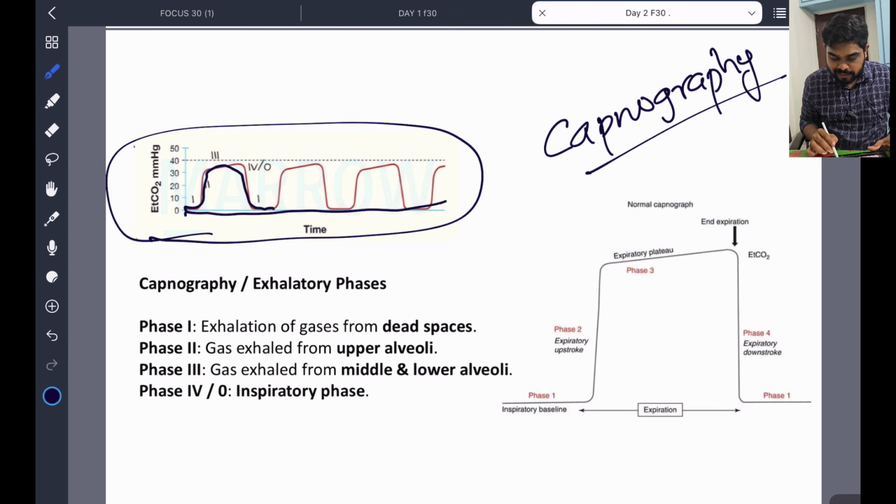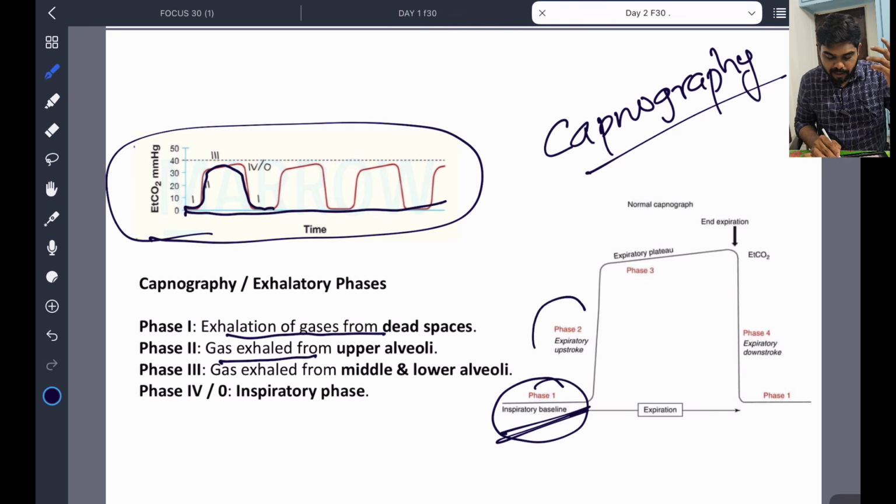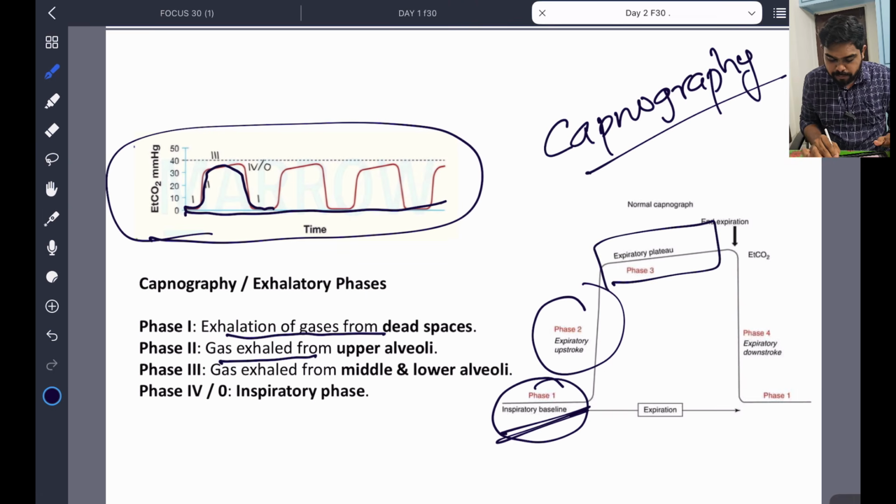Okay, so here there are different phases. This phase 1 is known as exhalation of gases from the dead spaces. So phase 1, and phase 2, gas exhaled from the upper alveoli. So there is a sudden spike. So from the dead space, from the alveoli, and there is a plateau phase. Gas exhaled from the middle and lower alveoli. It's phase 3, and in phase 4, there is a sudden decline.